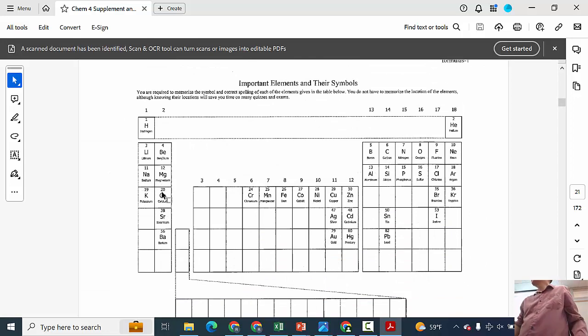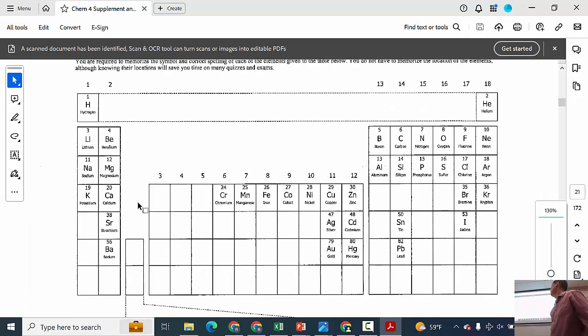This is what you have to start memorizing now. I would like you to know the whole third row, the first, second, third, and fourth row. Some of these, like Cr, the chromium, the Mn, manganese, the Fe, are a little harder to guess.